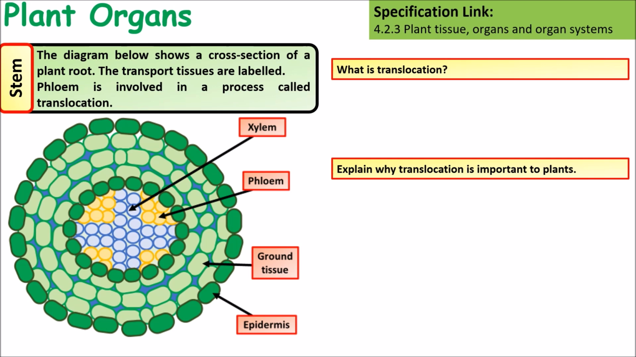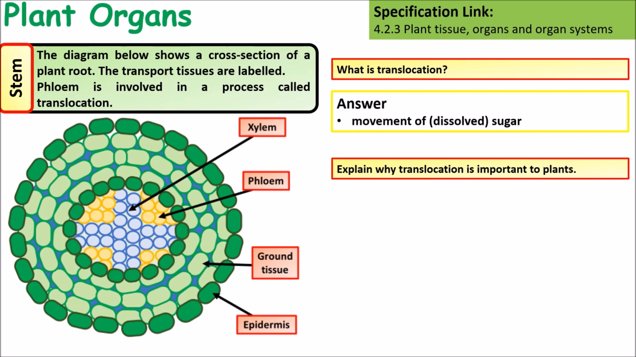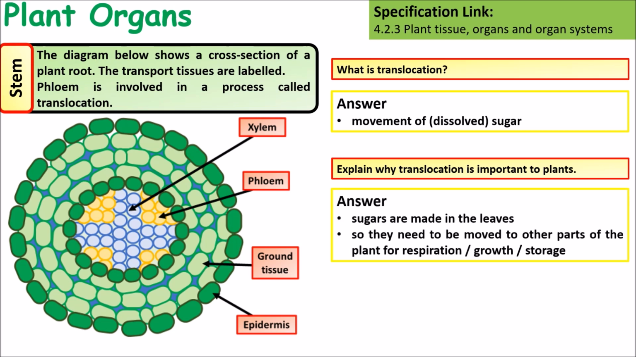So the diagram below shows a cross section of the root. The transport tissues are labelled. Phloem is involved in a process called translocation. So what is translocation? Simply, it is the movement of dissolved substances, nutrients or sugars around the plant. And explain why translocation is important to plants. So sugars are made in the leaves, so they need to be moved to other parts of the plant for respiration, storage and growth.